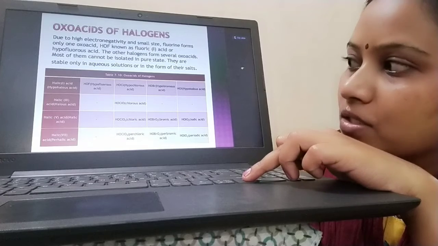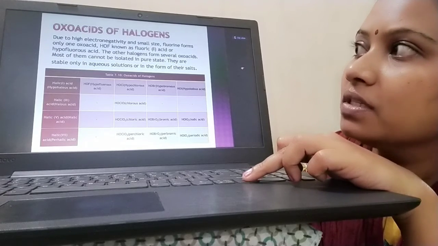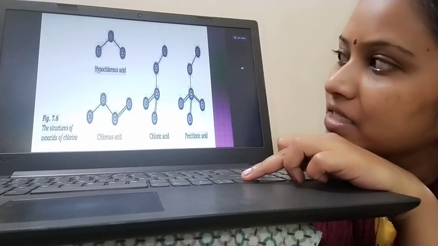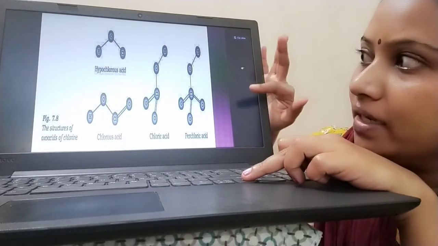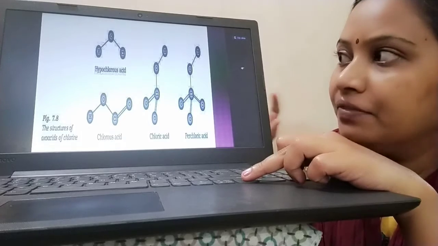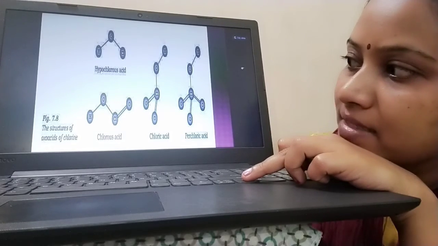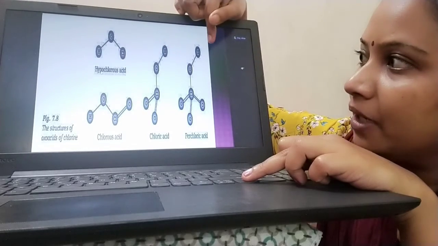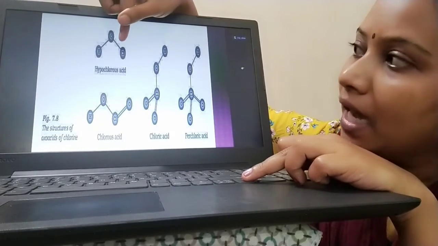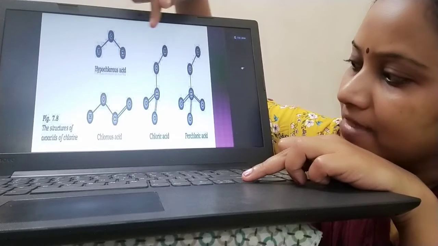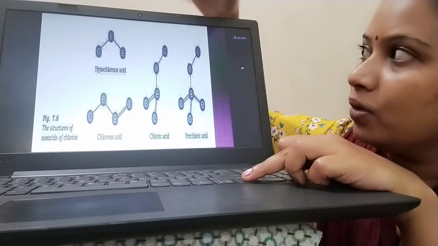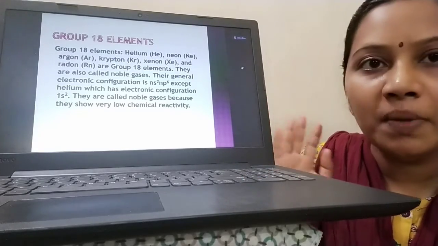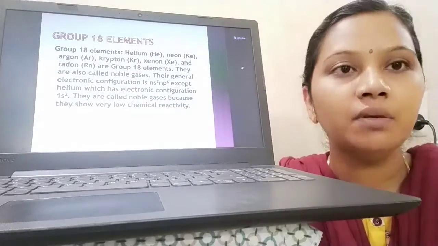Then the oxoacids of halogens, as I have discussed with you, won't be there in the final exam, but I can list out the names, which we have already seen with sulfur. So this is hypochlorous acid, chlorous acid, chloric acid, perchloric acid. I am repeating: hypochlorous acid, chlorous acid, chloric acid, perchloric acid. How we saw six, no? Similarly. The last topic we will be stopping with is group 18.